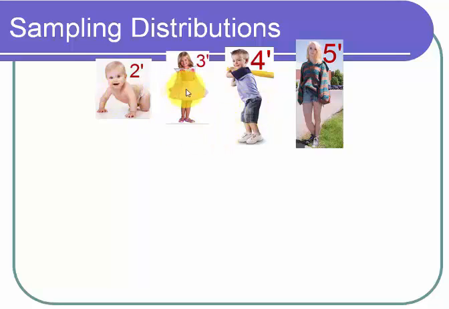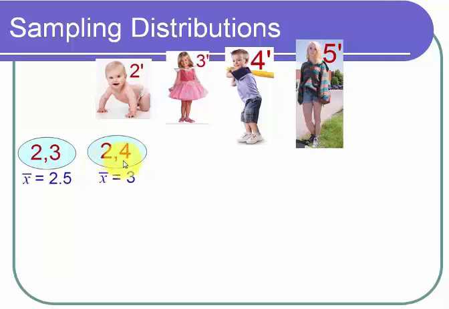Well, we could take the infant and the toddler. And if we do that, we have a 2 foot tall kid and a 3 foot tall kid. The average of that is x bar because it's a sample. And the mean of 2 and 3 is 2.5. We could then take the infant and this first grader. And that is 2 and 4. The sample mean is 2 plus 4 over 2, which is 3. We can take the infant and the middle school kid. That's 2 and 5, and its sample mean is 3.5.